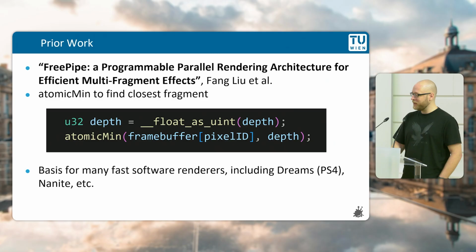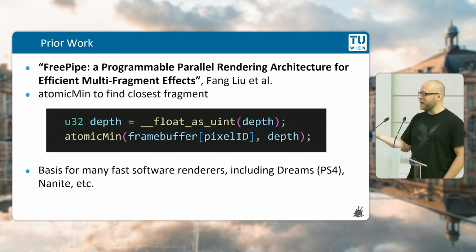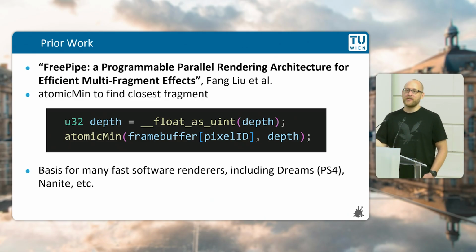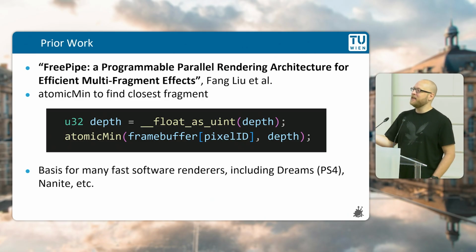There's some interesting prior work here that we're building on, and one is FreePipe, which came up with the idea to use atomic min in order to store the closest fragment in each pixel. Here, for example, we have the depth value, and we convert it to an integer, and then simply use an atomic min into the pixel, and that way we get a depth buffer. The problem they had at the time was that there were only 32-bit atomics back then, but nowadays we have 64-bit atomics, which also allow us to store some additional payload, like the color value or the triangle ID. So nowadays, this is the basis for many GPU-based software rasterizers.